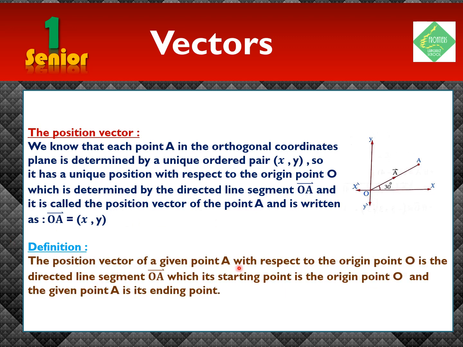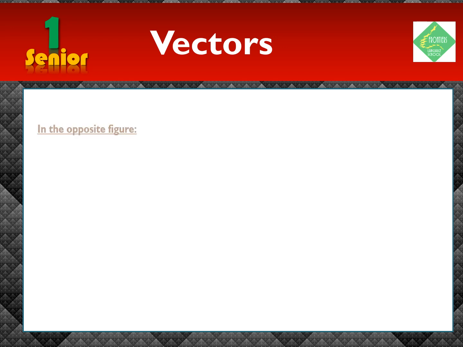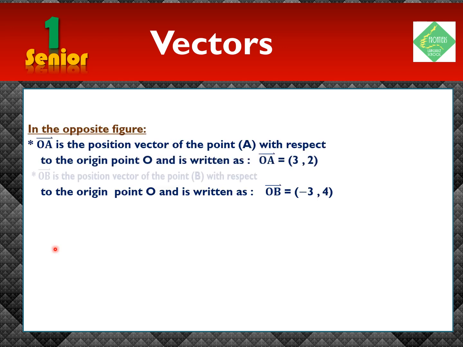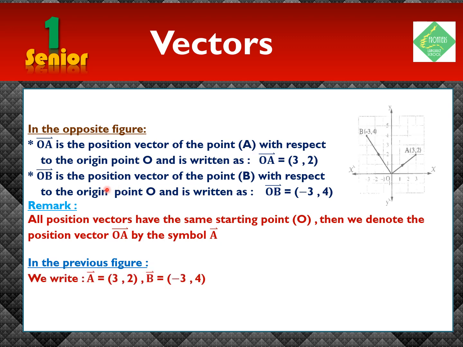The position vector of a given point with respect to the origin point is the directed line segment OA, whose starting point is the origin and whose ending point is the point A. Look at the opposite figure. OA is the position vector of the point A with respect to the origin point, so it is written as OA equals 3 and 2. And OP also is the position vector of P, whose coordinates are negative 3 and 4, so we can denote it by OP equals negative 3 and 4.